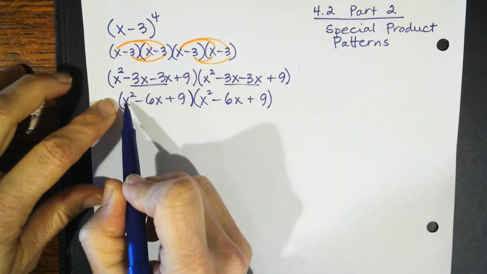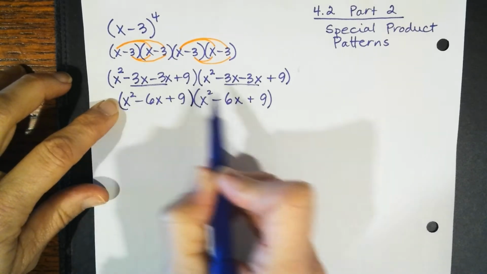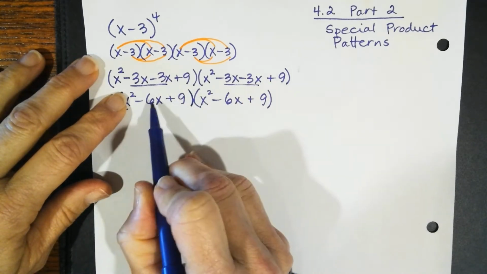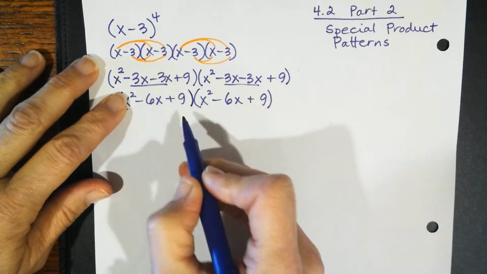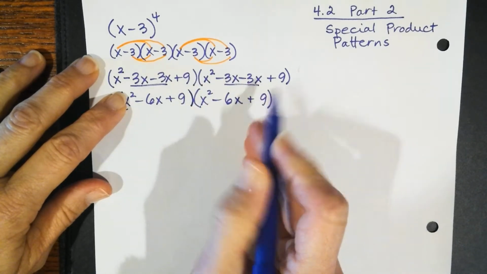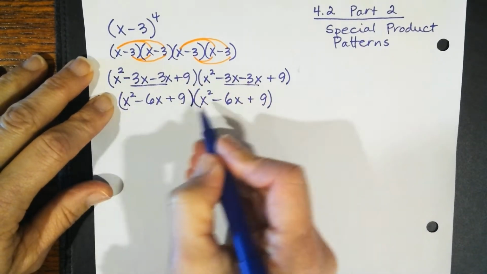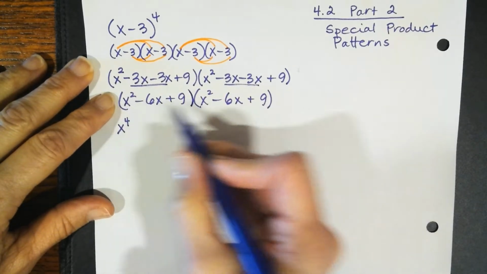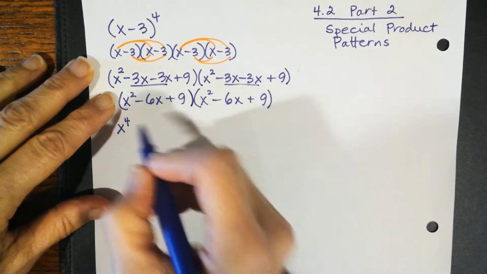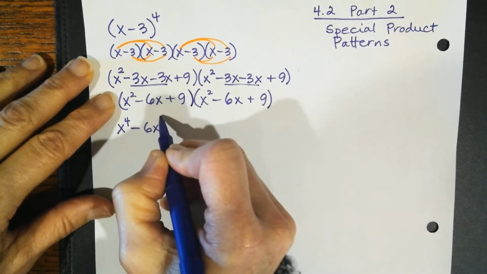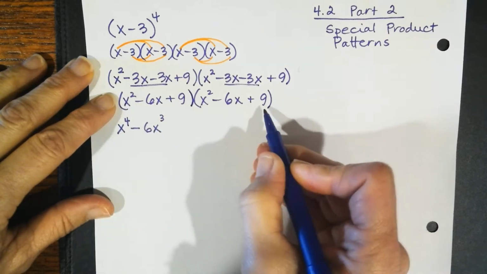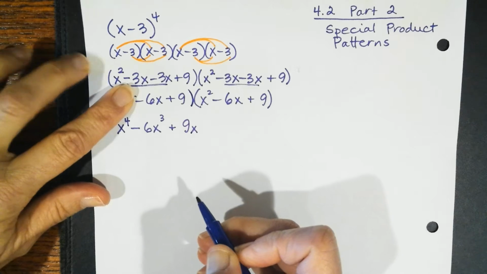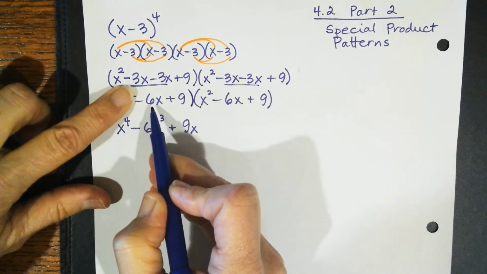I'm going to start with x squared times this, then x squared times this, then x squared times this. The next 3 will be minus 6x times all those 3 things, and then the 9 times those 3 things. So that's how we're distributing. x squared times x squared is going to give me x to the fourth. x squared times minus 6x will give me minus 6x to the third, and then x squared times 9 will give me 9x squared. Now I'm going to move my finger over here and start with the minus 6x.